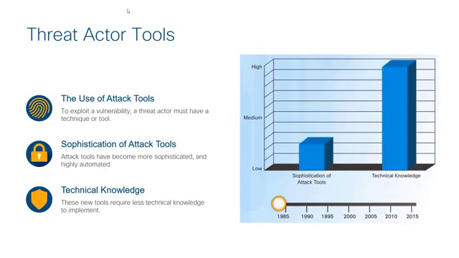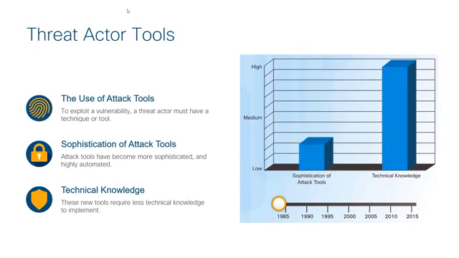Let's do it. We're jumping into threat actor tools and we kick it off with a graph. Yes, this graph is a quick history lesson, but what it comes down to is back in the day, the sophistication of our attack tools, the power, the coolness behind them all was low. Which means in order to successfully perform an attack, you would need a good amount of technical knowledge.